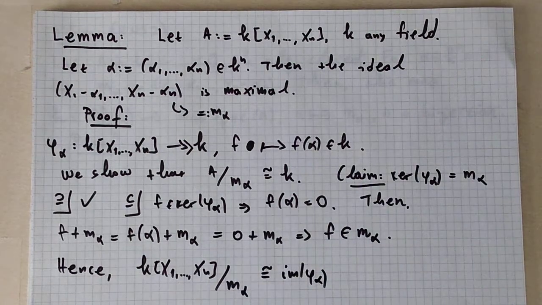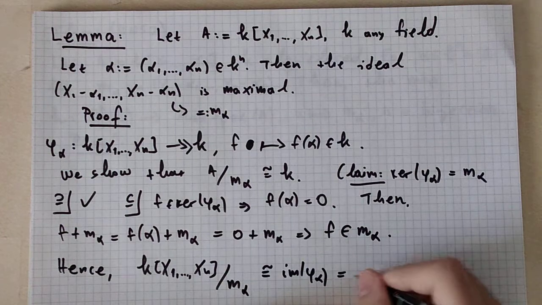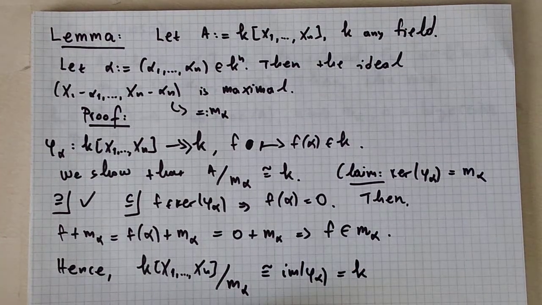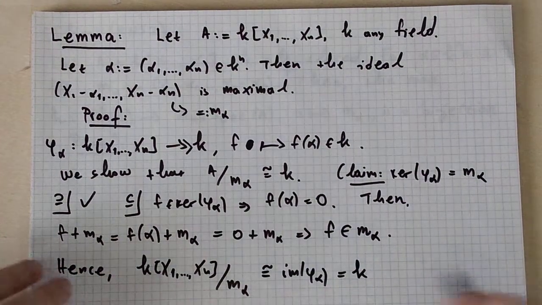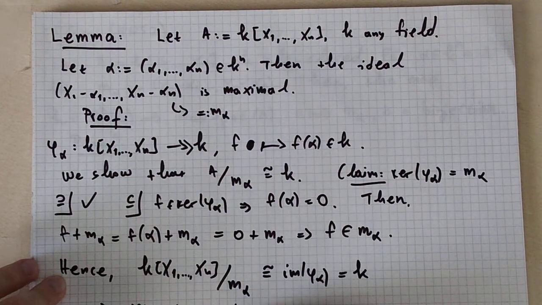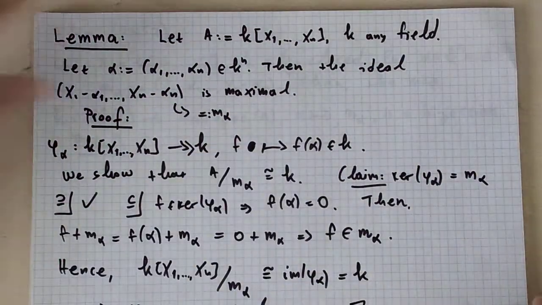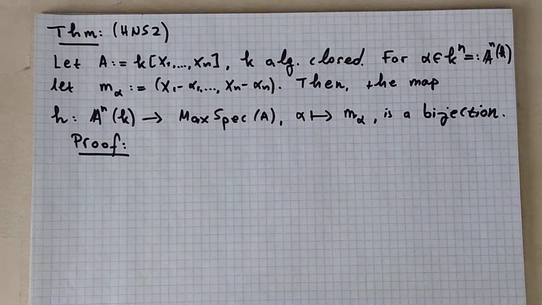But now, as we already mentioned, phi alpha is surjective, right? So this is just K, which implies that this is a field, which implies that M alpha is maximal, which is what we wanted. So this finishes the proof of the lemma, which wasn't that hard.